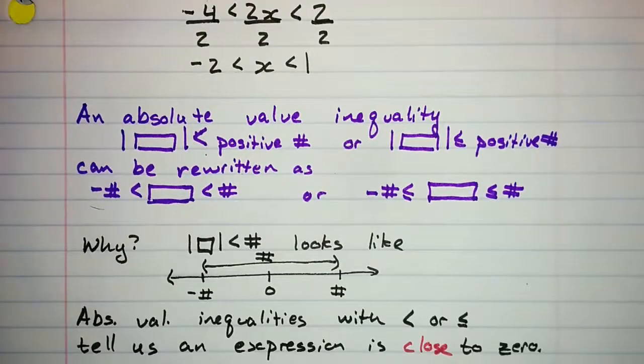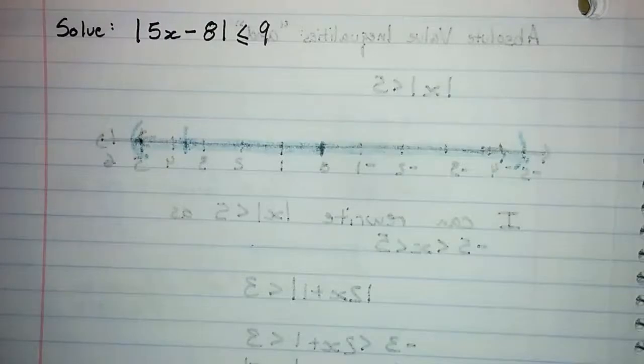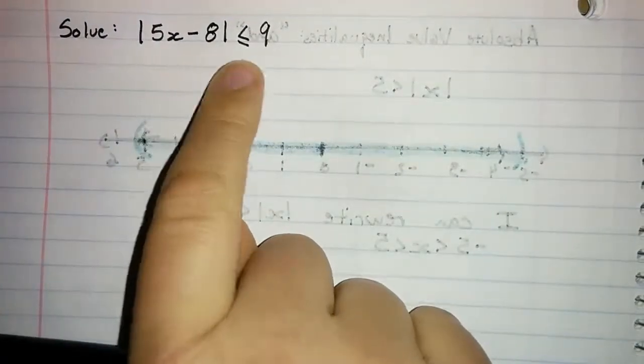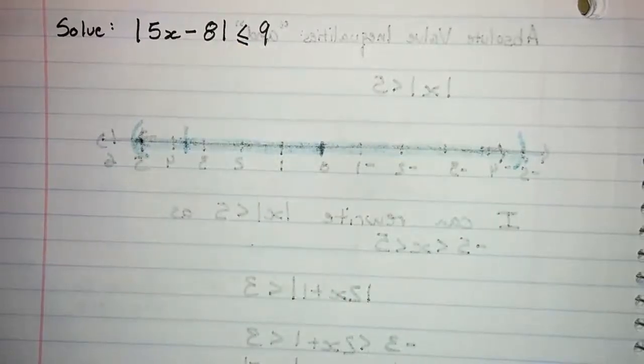I'm going to have you try one of these. Solve the absolute value inequality: the absolute value of 5x minus 8 is less than or equal to 9. Pause the video and try this now.